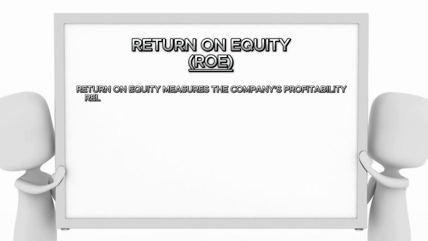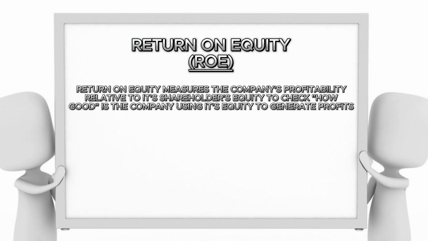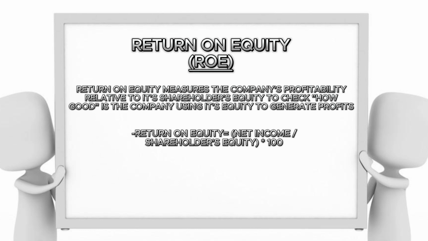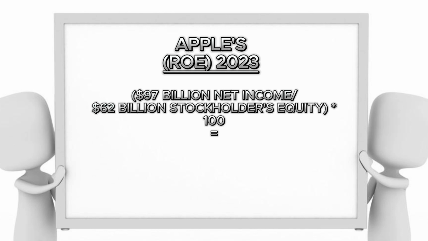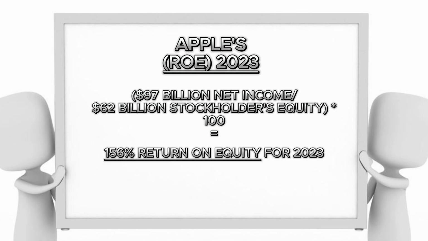The next one is return on equity. Return on equity measures the company's profitability relative to its shareholders' equity, indicating how efficiently it's using its equity to generate profits. The formula is return on equity equals net income divided by stockholders' equity times 100, and it's a percentage metric. The net income of Apple in 2023 was $97 billion, and the stockholders' equity was $62 billion, so the return on equity would be 156%.